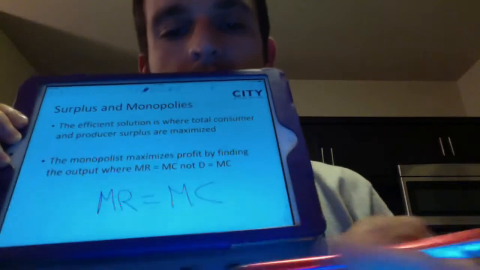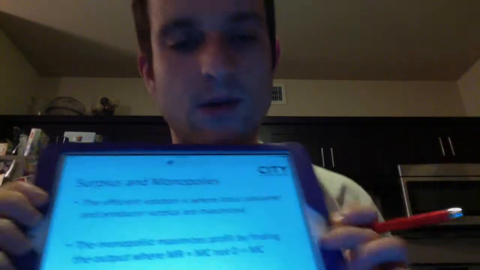So just a refresher, the efficient solution is where total surplus is maximized. We don't care if it's going to consumers, we don't care if it's going to producers, we just want as much surplus as possible. That's as much added benefit from economic interactions. We also know the monopolist maximizes profit by finding the output where marginal revenue equals marginal cost. Again, that is where marginal revenue, MR, equals MC. Critical to remember this. MR equals MC. That's what we care about.